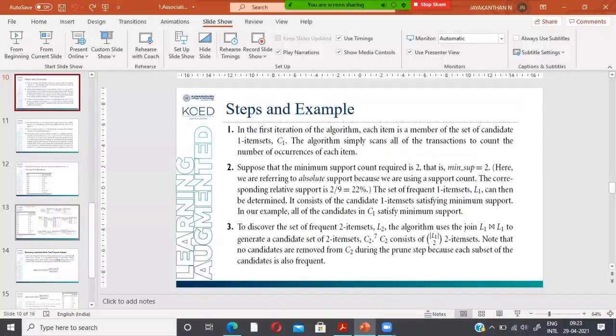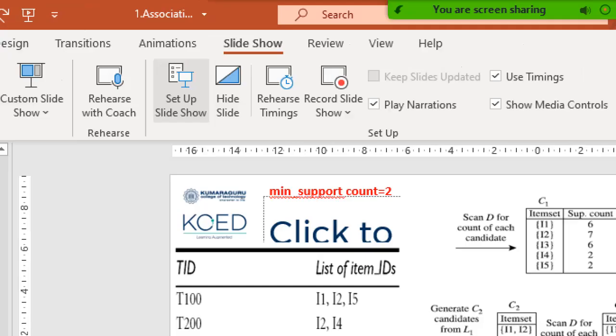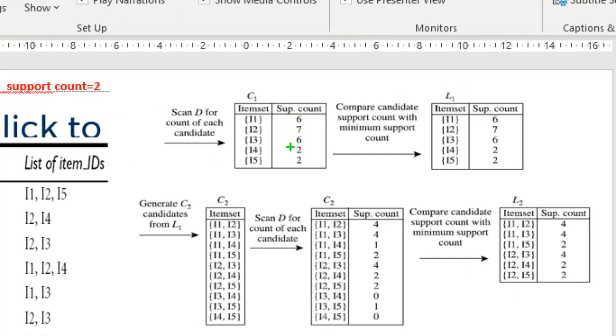Okay, we'll go to the problem. Here, this is known as C1. We scan the database and we are also writing the support count. So the minimum support count given is 2 here. So what we are doing, we will just see the database, what all the items satisfy the minimum support count.